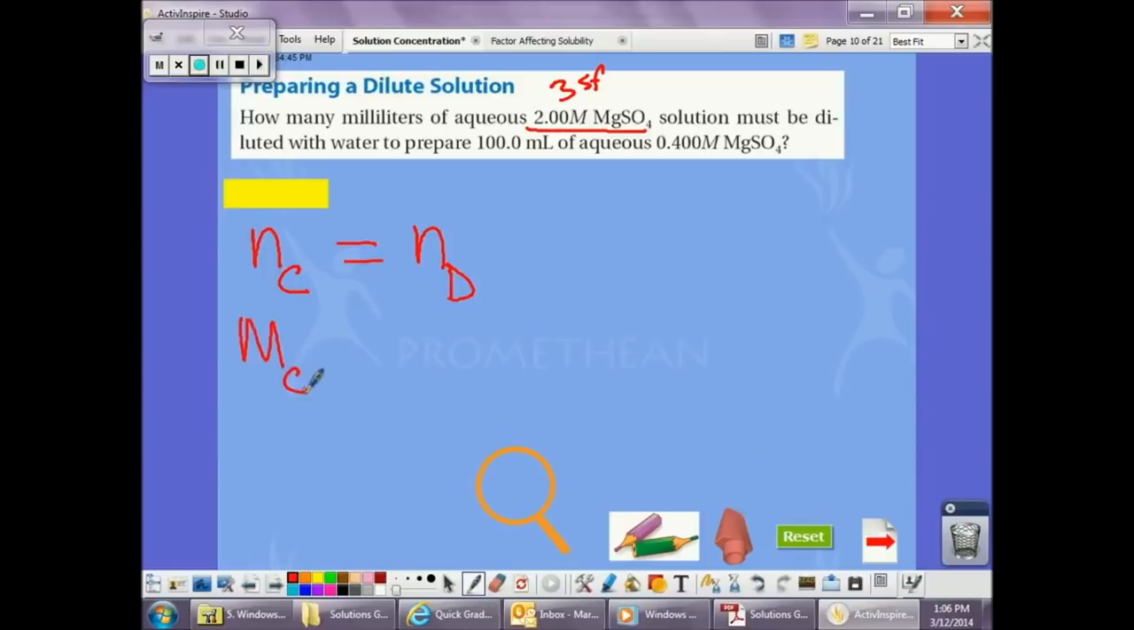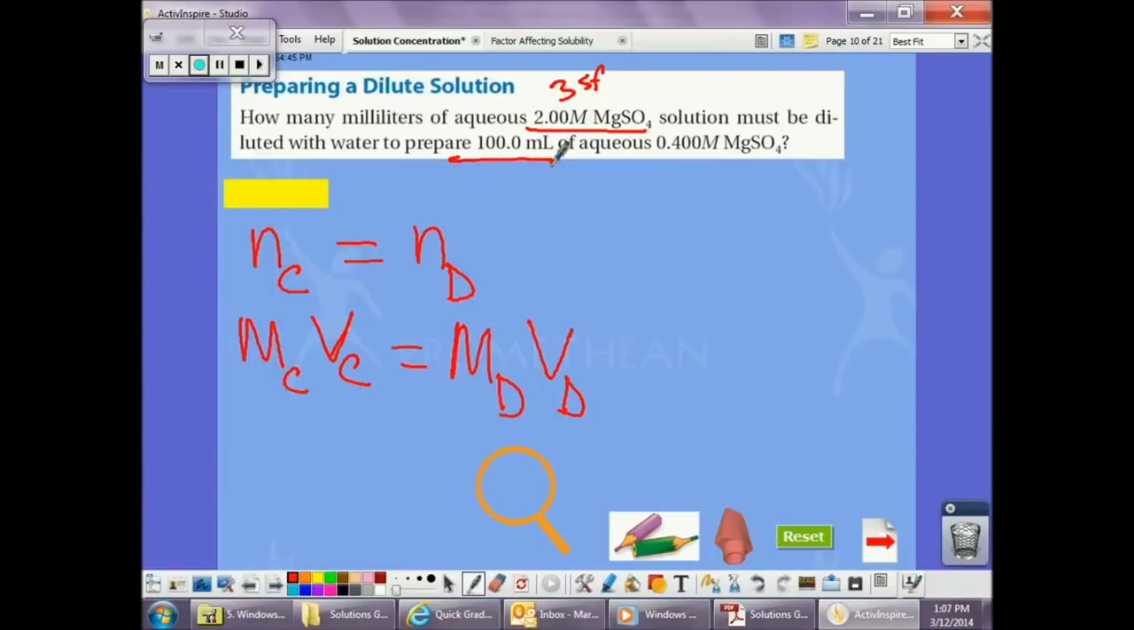What is the formula for those moles using molarity? Molarity of the concentrated solution times liters of the concentrated solution equals molarity of the diluted solution times the volume of the diluted solution. Let's read. How many milliliters of aqueous 2 molar magnesium sulfate solution must be diluted with water to prepare 100 ml? Is that the diluted solution or the concentrated?